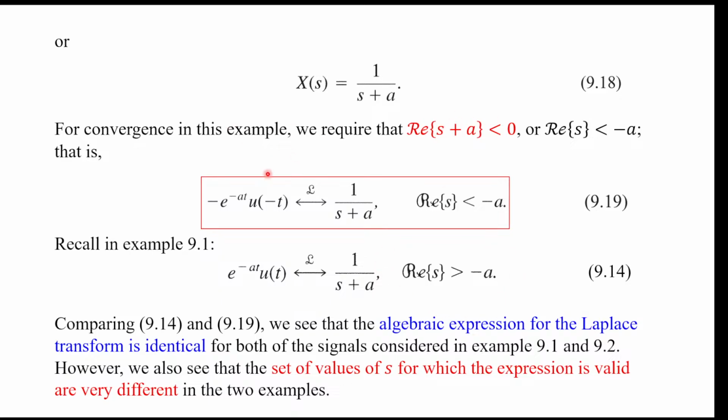Then we see that we have two very different functions, but they Laplace transform to the same thing. They both Laplace transform to 1 over s plus a. And the only difference in their Laplace transforms is that they have different regions of convergence. So in example 9.1, we have a region of convergence greater than minus a, and in example 9.2, we have a region of convergence less than minus a.